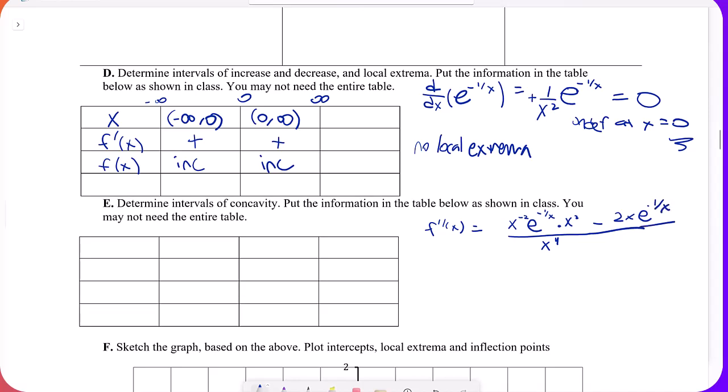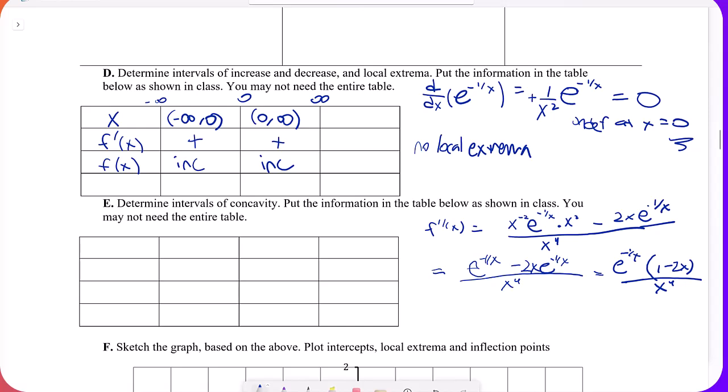As we've reached the end of this course, I expect you to have a lot more swagger, a lot more confidence in terms of finding these derivatives without having to go through explicit steps, right? So we end up with e to the minus 1 over x minus 2x e to the minus 1 over x, over x to the fourth, which is e to the minus 1 over x times 1 minus 2x over x fourth.